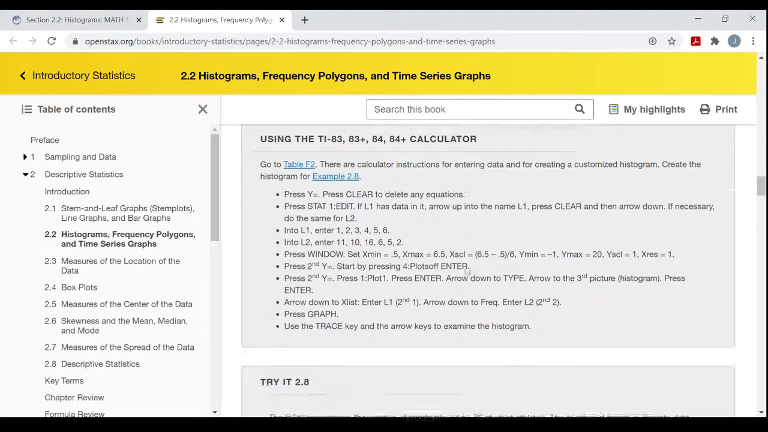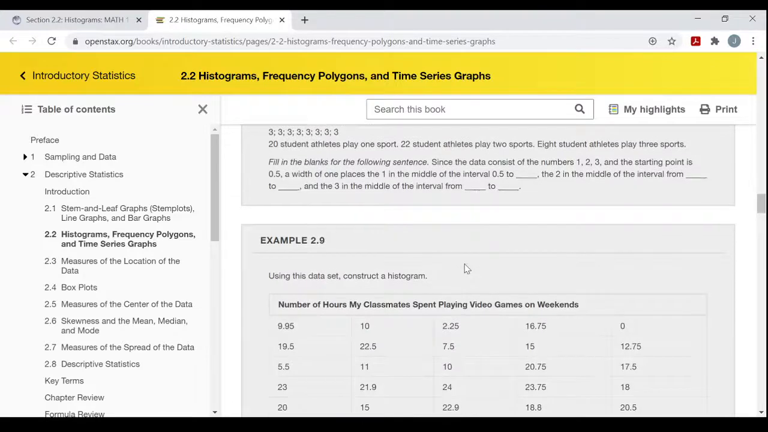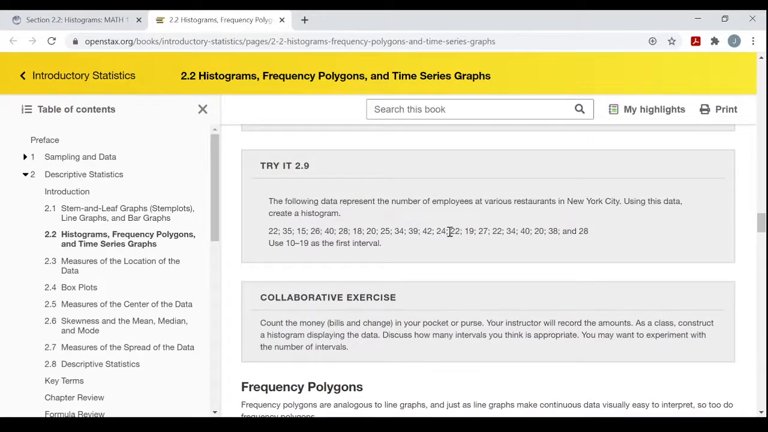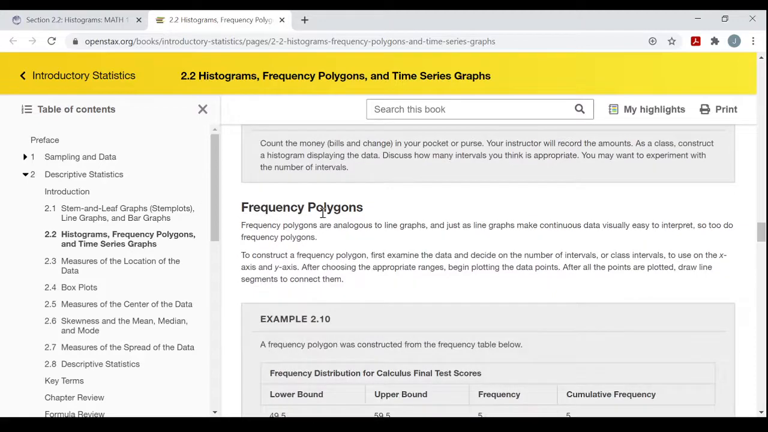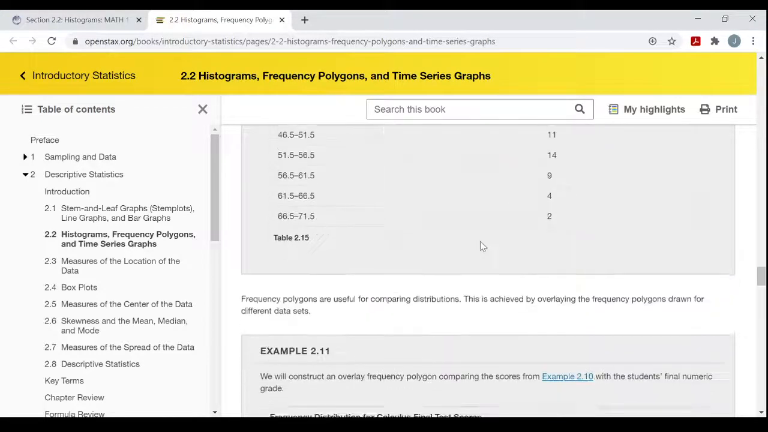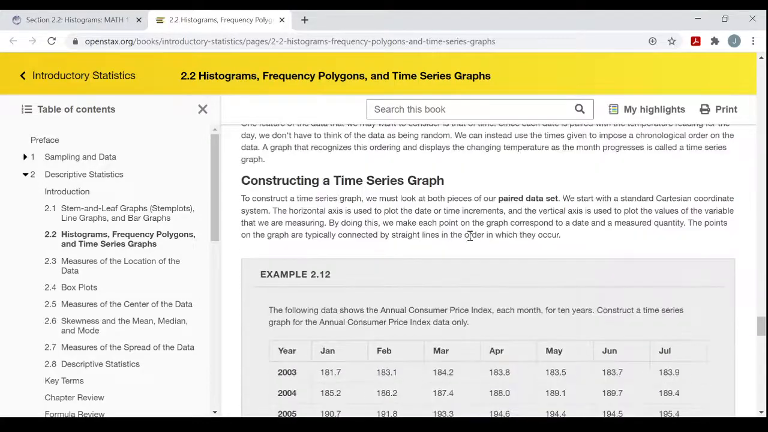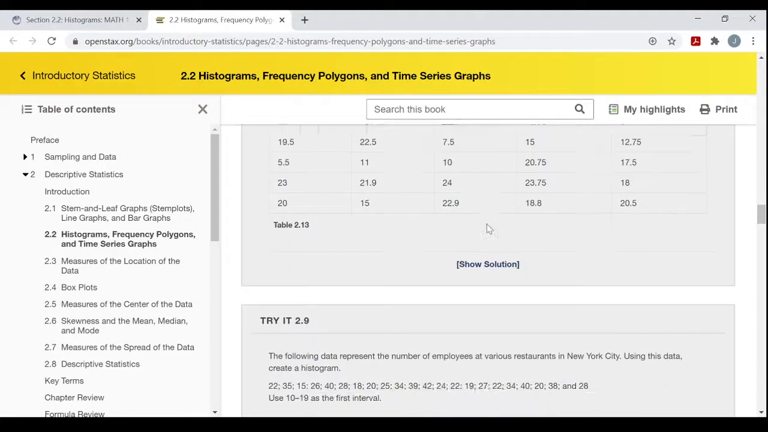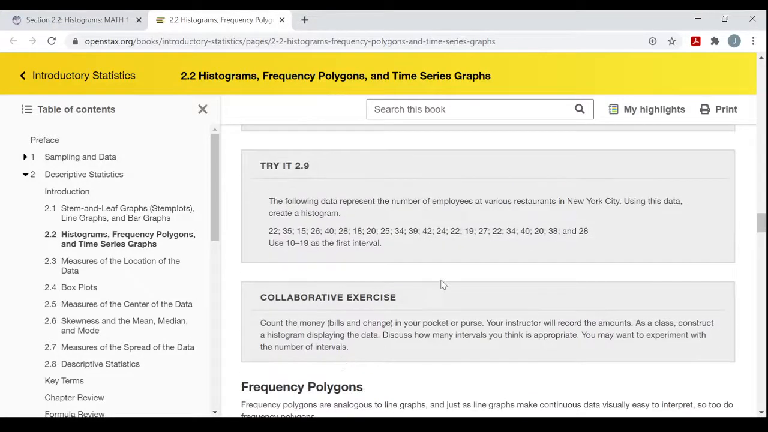All right. Using the calculator, some more try-its and stuff. Okay, and that's it, right? If you just read up to here, you don't have to read the frequency polygons section or the time series graph section, right? So you can stop right before frequency polygons.